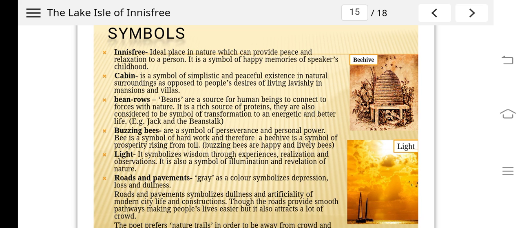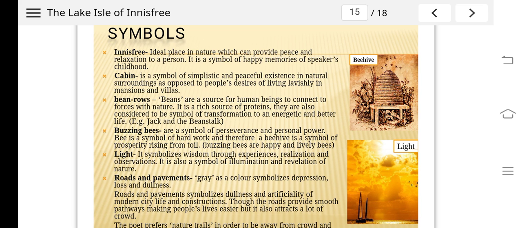You can see the cabin is a symbol of a simplistic and peaceful existence in natural surroundings, as opposed to people's desire of living lavishly in mansions and villas. Bean rows symbolize beans as a source for human beings to connect to forces with nature. It is a rich source of proteins. They are also considered to be a symbol of transformation to an energetic and better life.